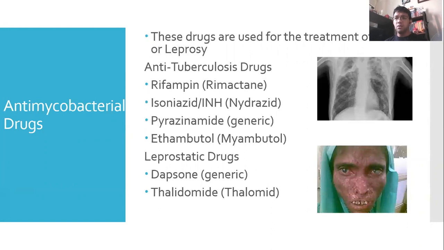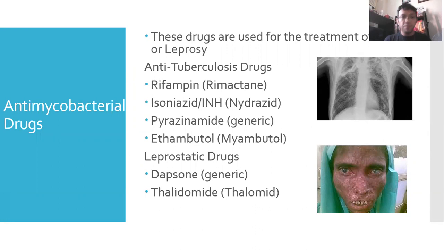Okay, now we go to the drugs that are being used to treat pulmonary tuberculosis or leprosy. First, the anti-tuberculosis drugs. As you can see here, there's a mnemonic, RITE. We have rifampin or Rimactin, which is the brand name, isoniazid, INH, Nydrazid, pyrazinamide, which is a generic, and ethambutol, Myambutol. These are the drugs used to treat tuberculosis.